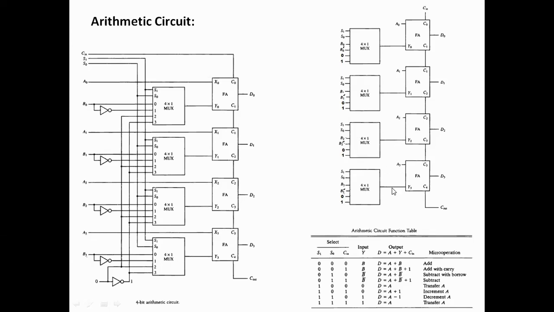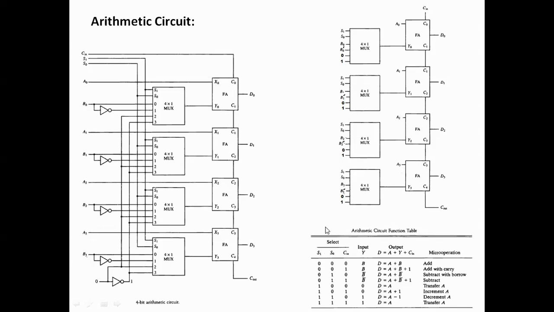Okay, now let us create a function table so that we can understand what the various combinations will be and how it will work. So this is a function table of this whole circuit. Let us say the control lines are S1 and S0. This is S1 and S0, fine. Selection lines. And we also have a Cin here, the carry input.